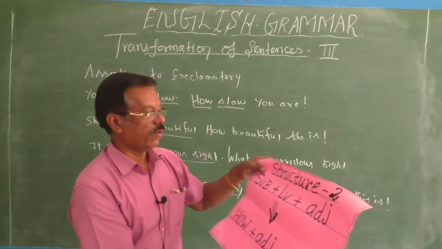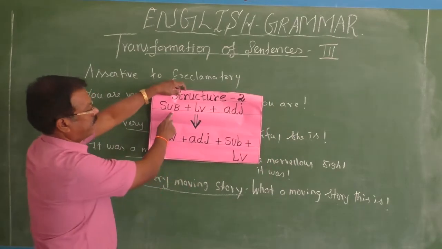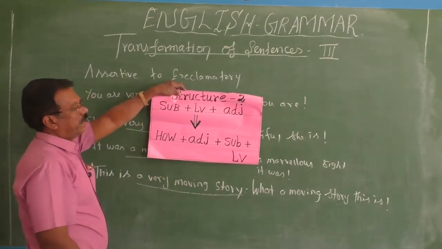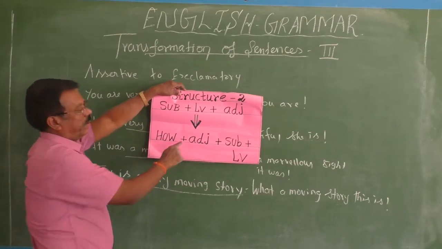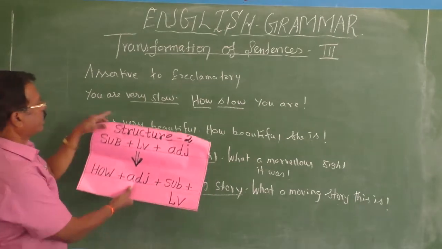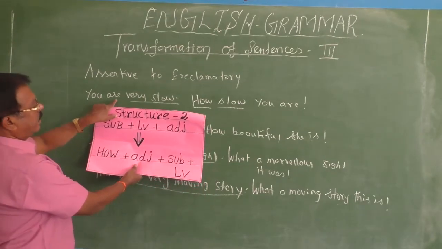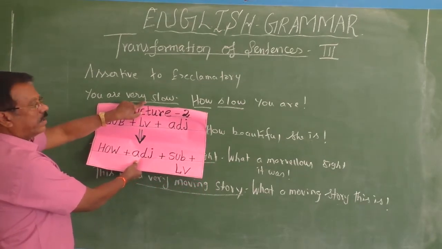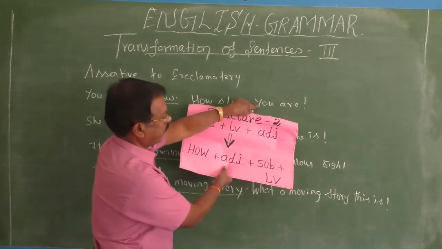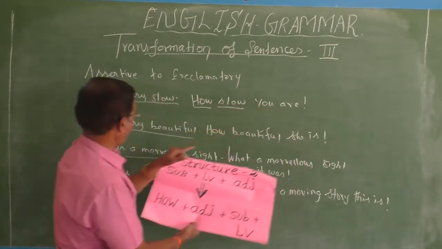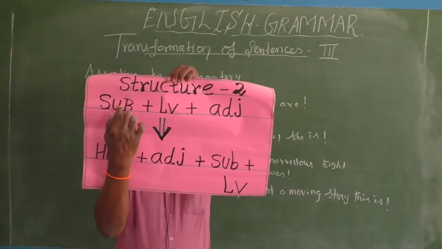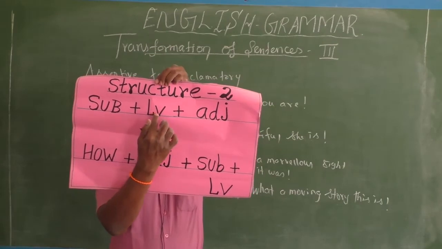The second structure you have: subject, link verb and adjective. You have an adjective. Then it should be changed into how plus adjective plus subject plus link verb. See the first two sentences. See subject, link verb and adjective. See how plus adjective plus subject plus link verb. Okay, fine. So, structure 2, here you have got subject plus link verb plus adjective.